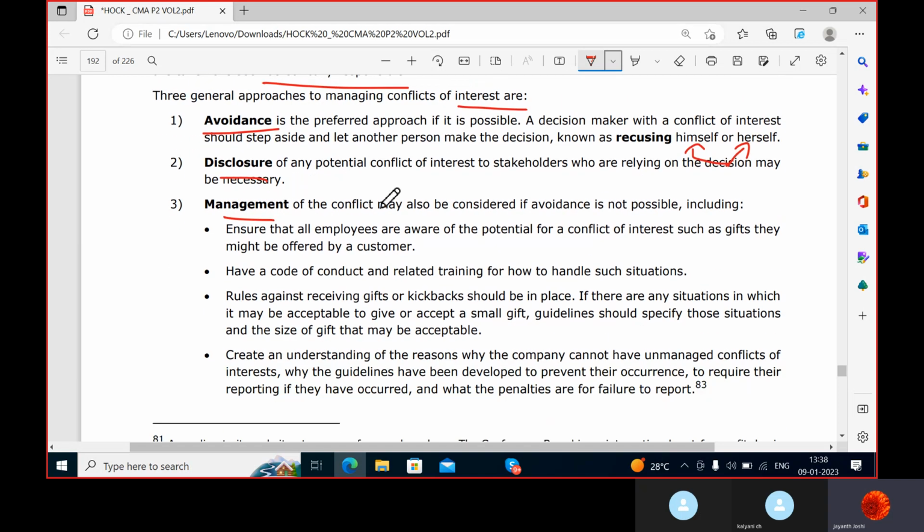Okay. So management of conflict may also be considered if avoidance is not possible, including ensuring that employees are aware of it. So they should disclose that, see, we are getting so and so gifts and so offers from the customer or from clients or someone, and that is pressurizing us to do that. So he should come out with this disclosure, okay, and have a code of conduct and related training for how to handle such situations. Management should see that.